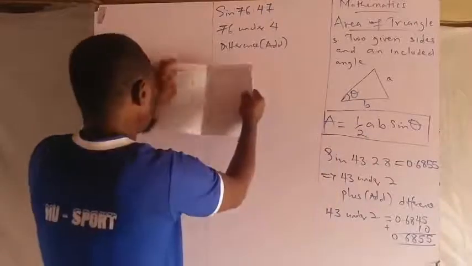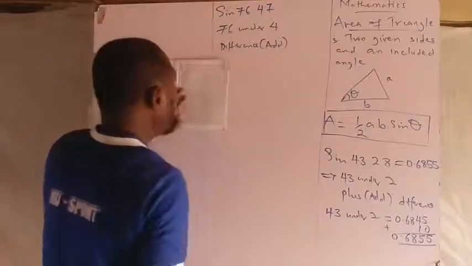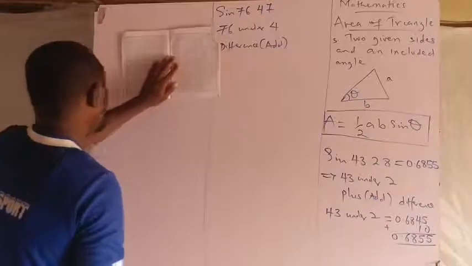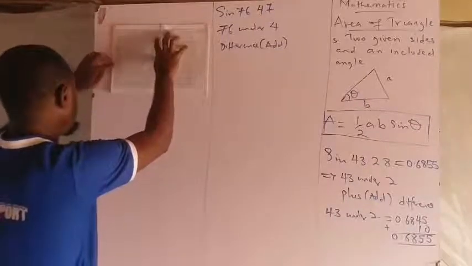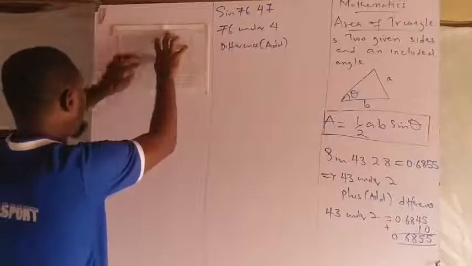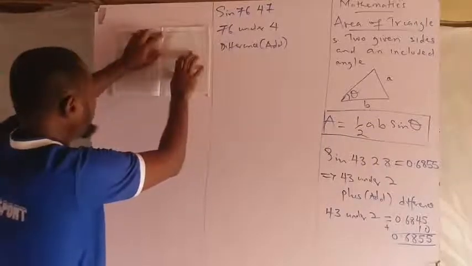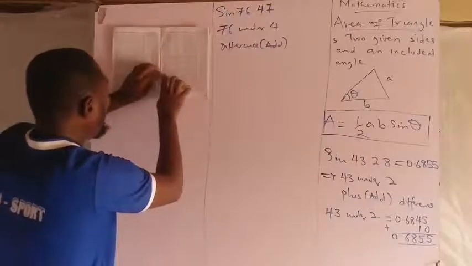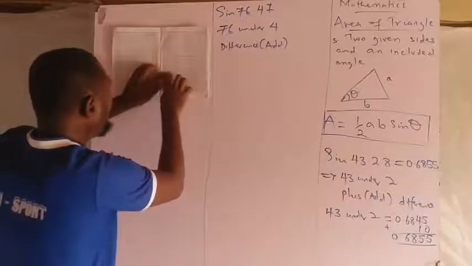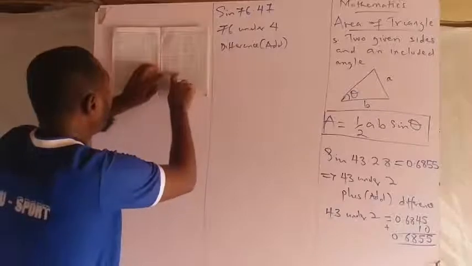76 under 4. 76 is not on this list because this list starts from 0 to 44. So I'll go to the next list where we have our X. 76 under 4. Good. I have my 76 here. Under 4. Look at 4.